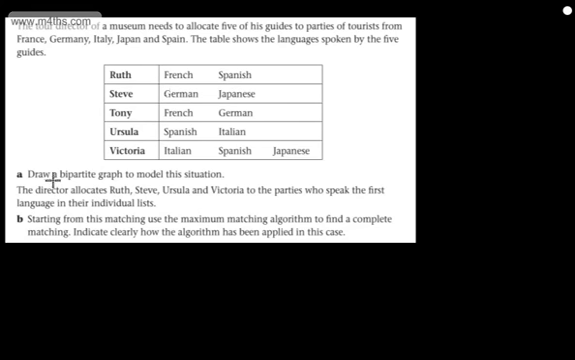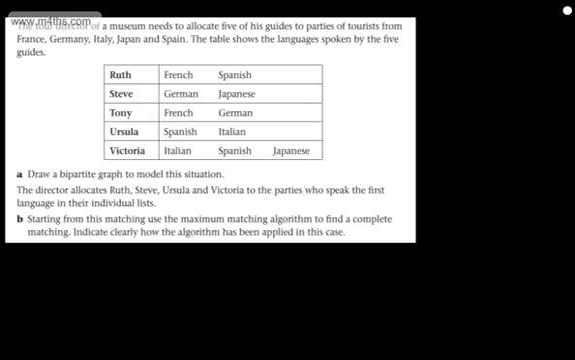In part A, we're asked to draw a bipartite graph to model this situation. We're told the director allocates Ruth, Steve, Ursula and Victoria to the parties who speak the first language in their individual lists. And then in part B it says, starting from this matching, so this would be an initial matching, use the maximum matching algorithm to find a complete matching. Indicate clearly how the algorithm has been applied in this case.